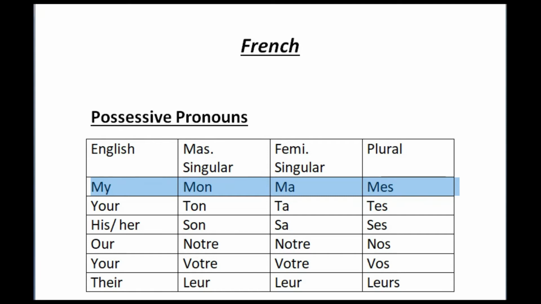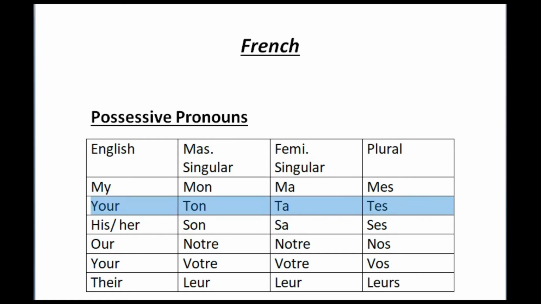Next we have your. Here also we have three different words for your, for masculine singular, feminine singular, and plural. Your masculine singular would be ton, T-O-N, ton. Your feminine singular would be ta. And your plural would be tes.